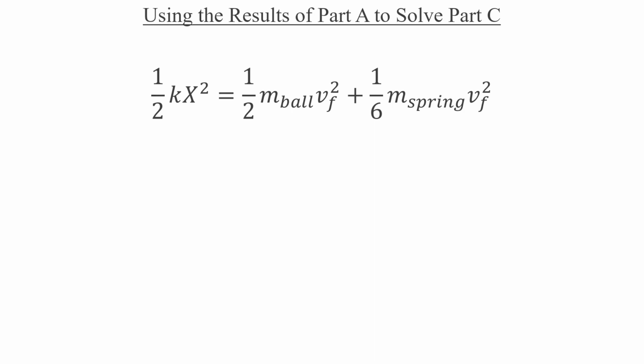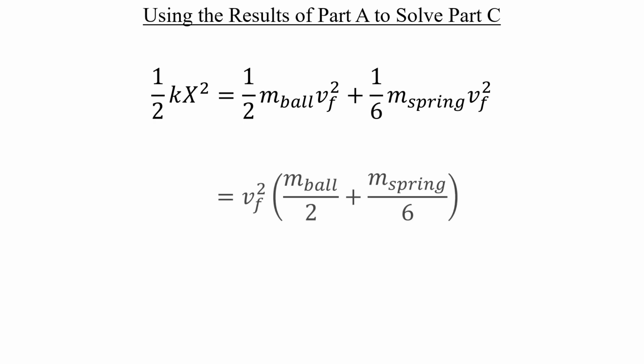Now for part C, here's where the kinetic energy of the spring comes into play. Some of the work done by the spring goes into the ball's kinetic energy, and some will go into the spring itself. The final velocity of the ball and the end of the spring will be the same, and that's the variable that we want to solve for. We can start by factoring that quantity out on the right-hand side, and what I'd like to do next is get a common denominator between these two masses in the parentheses.